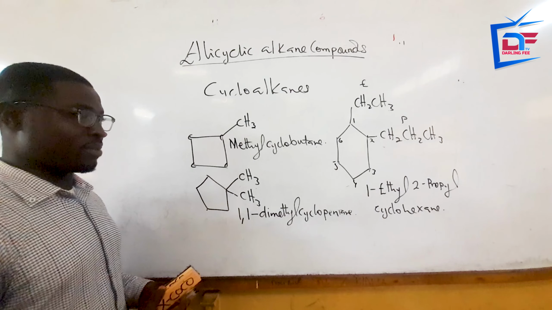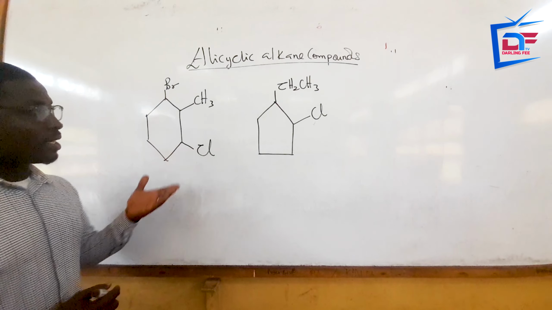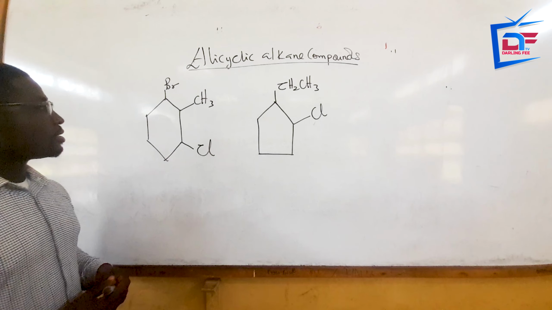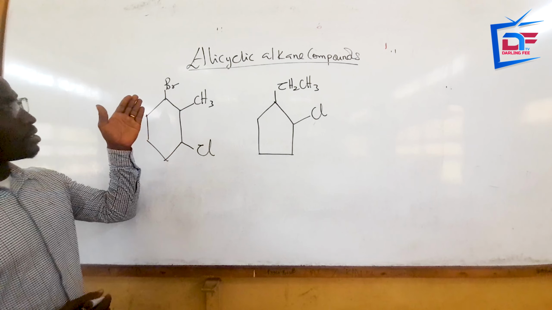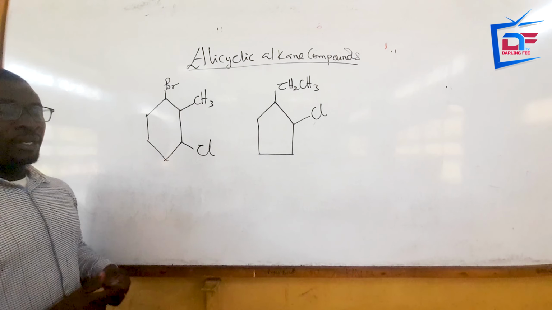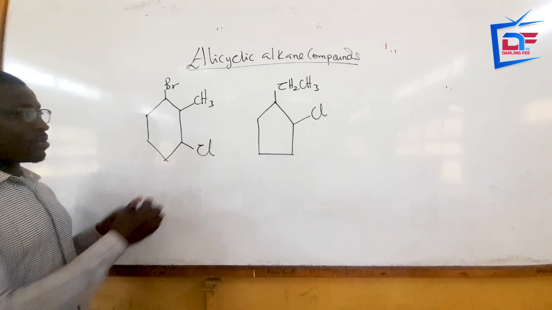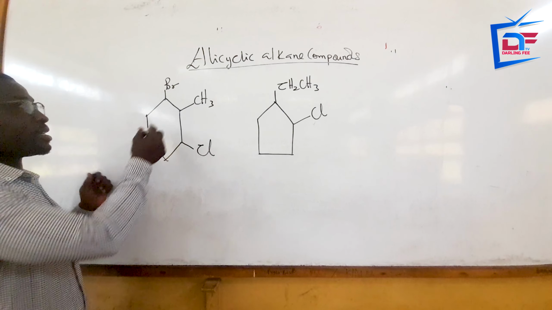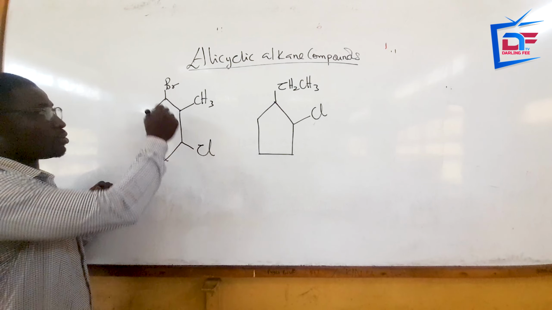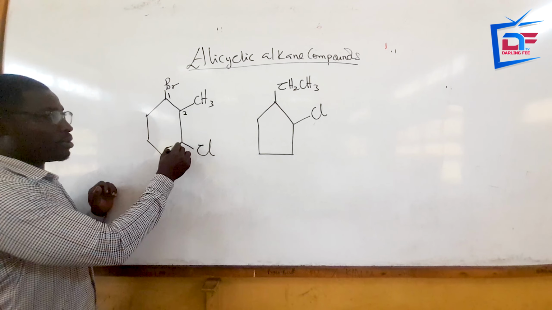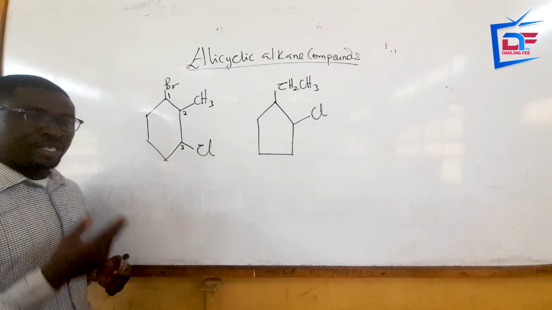Now let's try more examples. Let us look at the last 2 sets of examples and see how we can name this. We have the first one here, which contains bromine, CH3 and Cl. According to the rule, we are to name this in terms of alphabetical order. So we cannot start the numbering from here, but instead we have Br. B comes before M and C. So 1, 2, 3. And in terms of naming, we are to arrange them in alphabetical order too.